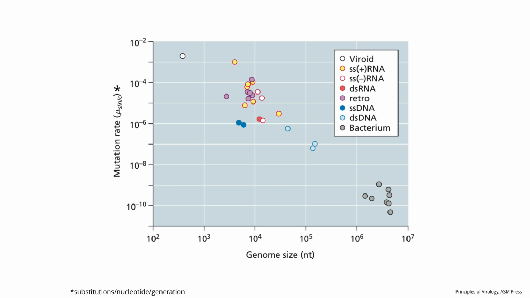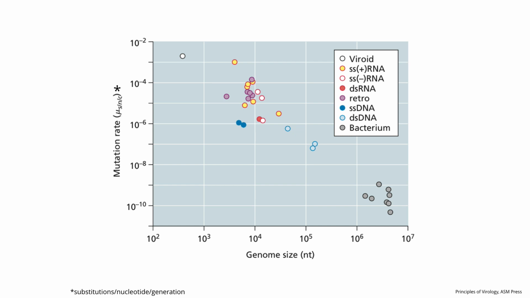So you can see bacterial cells, which have, of course, double-stranded DNA, they have very good error correction mechanisms. They have a low mutation rate. And our viroid up here, which is single-stranded RNA, has the highest mutation rate. And then you can see some RNA viruses in yellow and white and red. They're all clustered up here with a relatively high mutation rate.